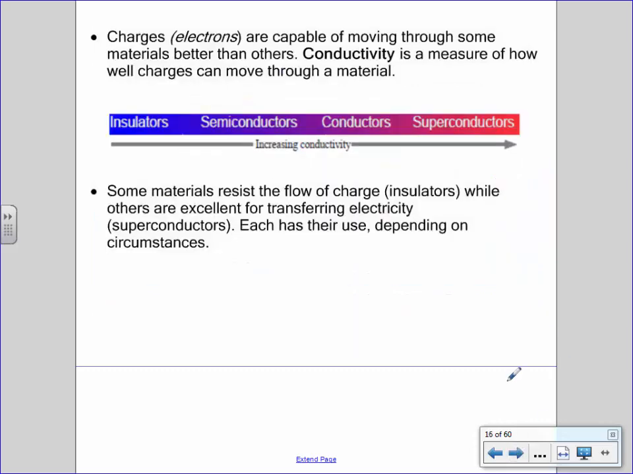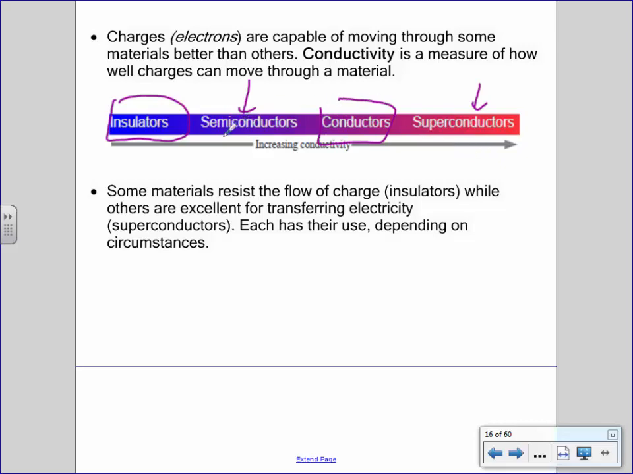And certain things are great at conducting electricity. Other things aren't. So there's actually a spectrum of things. It's not just insulators and conductors. If you get to a high enough level, yes, you need to know these two terms. But there are also things called semiconductors and superconductors. And I thought I'd share these with you because they're really cool.